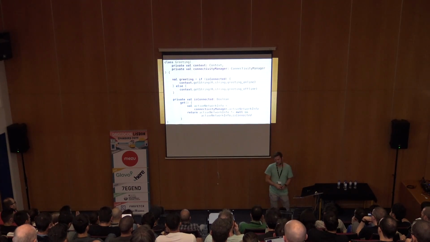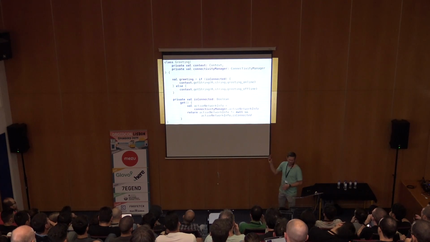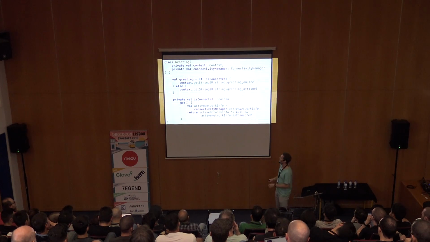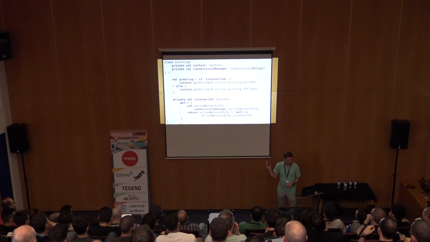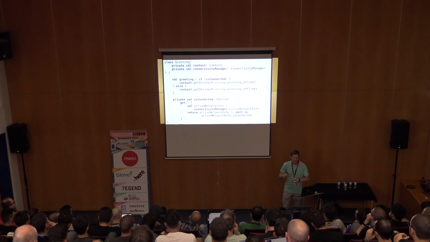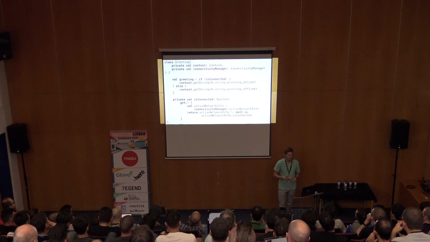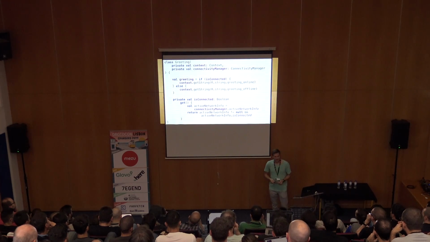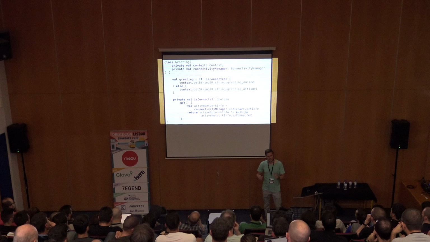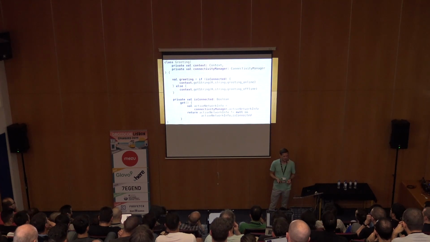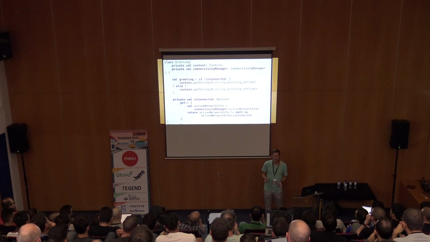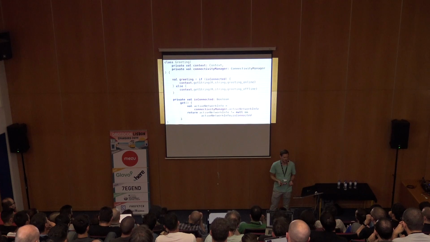I'm just going to give you a simple example. We have some use case, whatever, I call it greeting. I have the context in there, the connectivity manager, and basically we just return a greeting based on whether you're online or offline. Testing this, the context I can actually mock, it's not so complicated, but the connectivity manager might be a little bit trickier. So let's say, okay, we want to get rid of this.